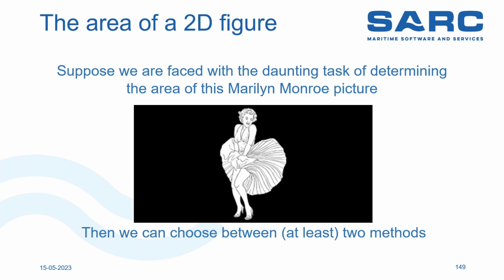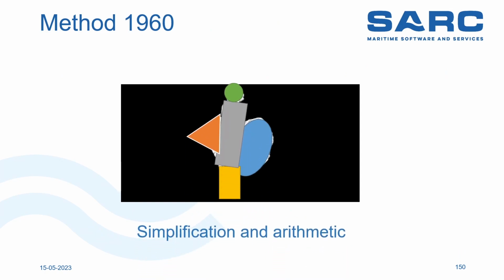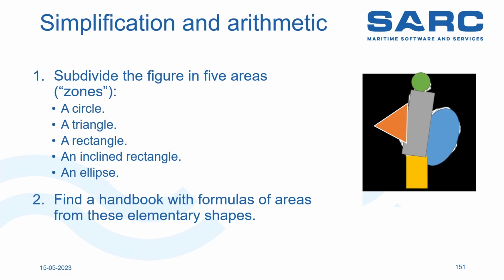Suppose we are faced with the daunting task of determining the area of this Marilyn Monroe picture. The method from 1960: simplification and arithmetic. Subdivide the figure in five areas, call them zones: circle, triangle, rectangle, an inclined rectangle, and an ellipse. And then find a handbook with formulas of areas from these elementary shapes.